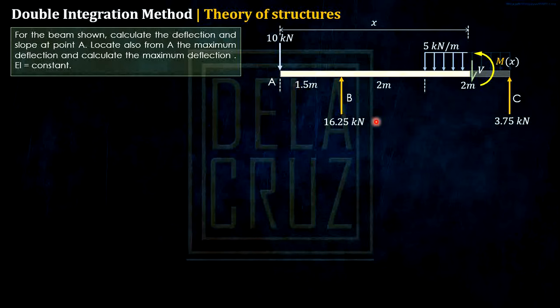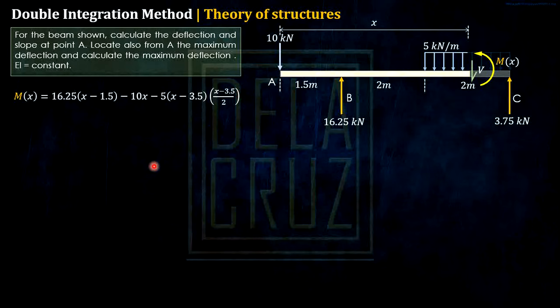Now, define the moment here, that is just 16.25 times this distance here, that will be x minus 1.5. Then 10 times x. We take moment about this point, then 5 times what is this distance, that is x minus 3.5. That is the resultant pa. Then multiply natin by the moment arm, which is just half of this distance here, that is x minus 3.5 divided by 2.